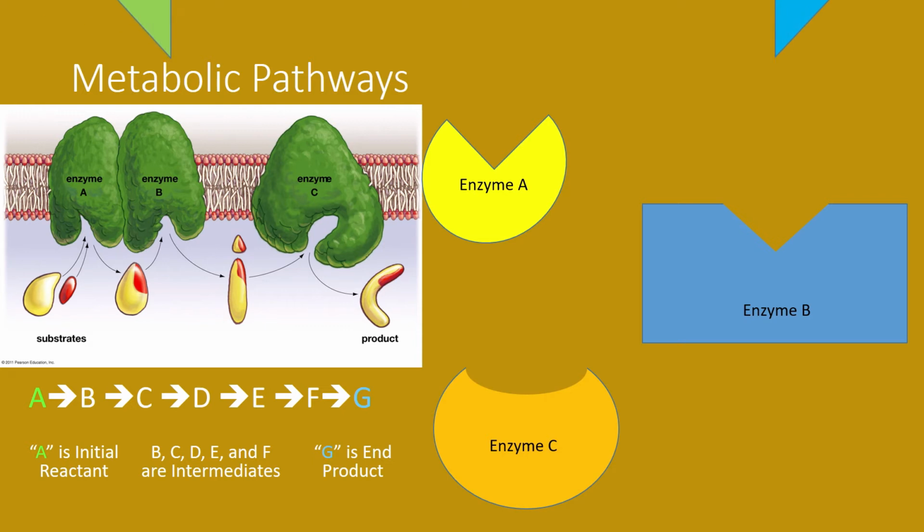Enzyme A performs a synthesis reaction which binds two substrates into a larger product. These products become the substrate for enzyme B, which changes the shape of the substrate. Finally, these products are degraded into two final products.